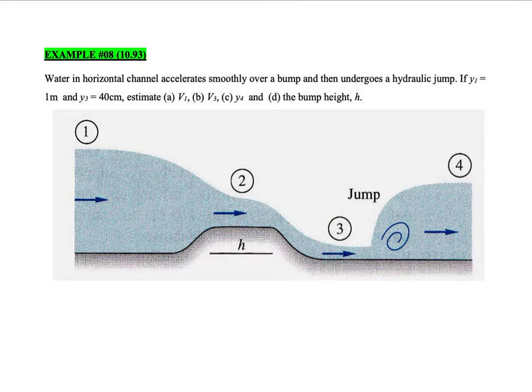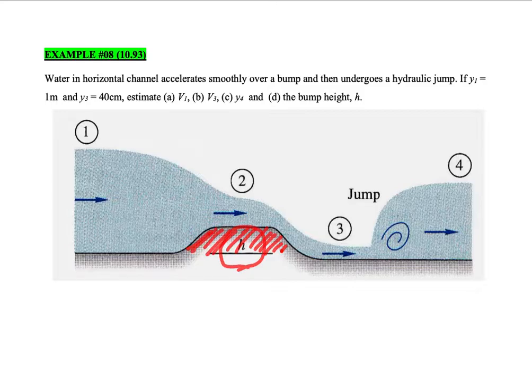So this is example 8. Water in a horizontal channel accelerates smoothly over a bump and then undergoes a hydraulic jump. If y1 is 1 meter and y3 is 40 centimeter, estimate the value of v1, v3, y4 and the bump height h here. So in this situation, we have this situation, and the difference is we have a bump here.